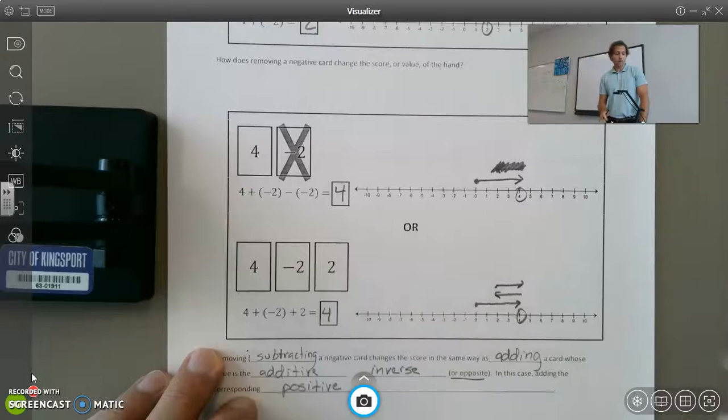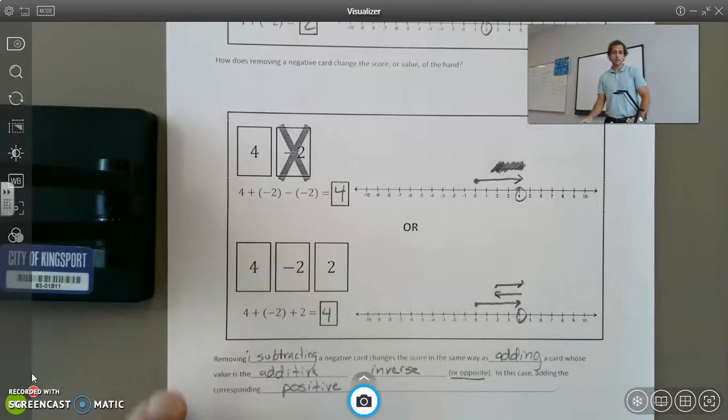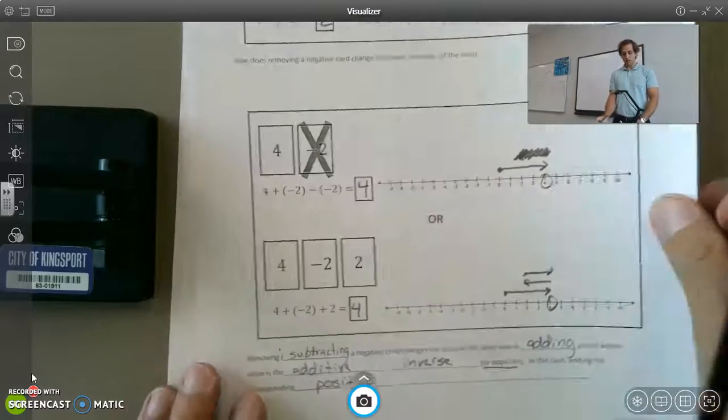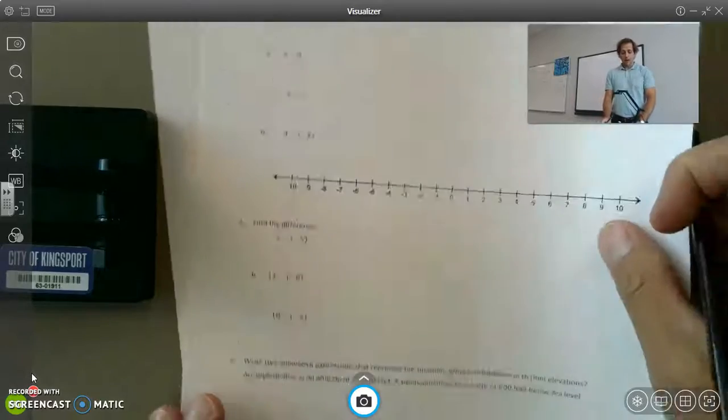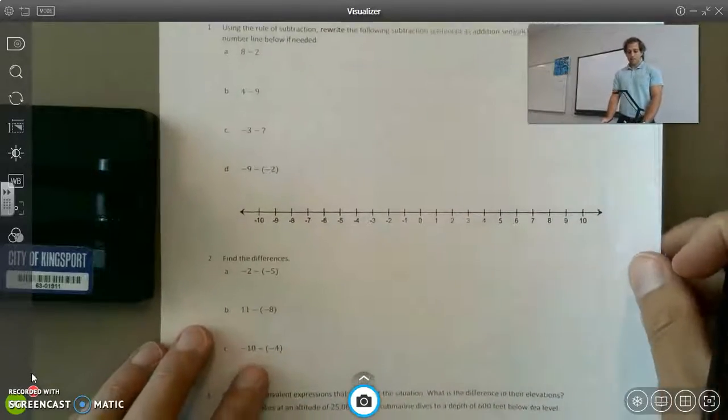And we can go back to what we said on the previous page. Subtracting is the same as adding the opposite. That's what we want to take away from this lesson. So as we start to look at some subtraction problems, we are going to do so by adding the opposite.